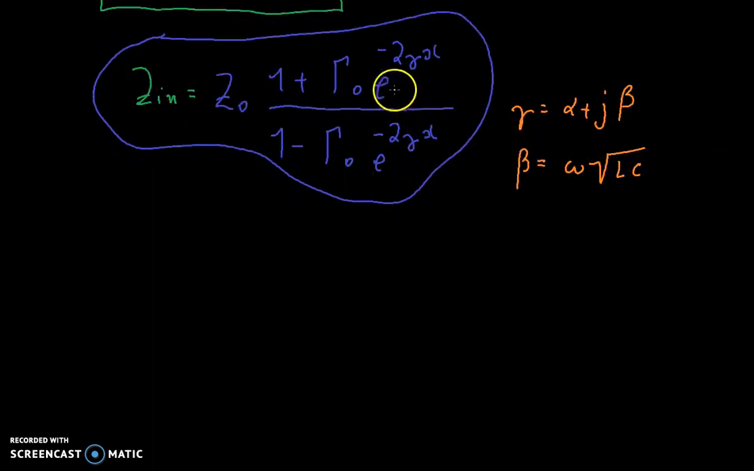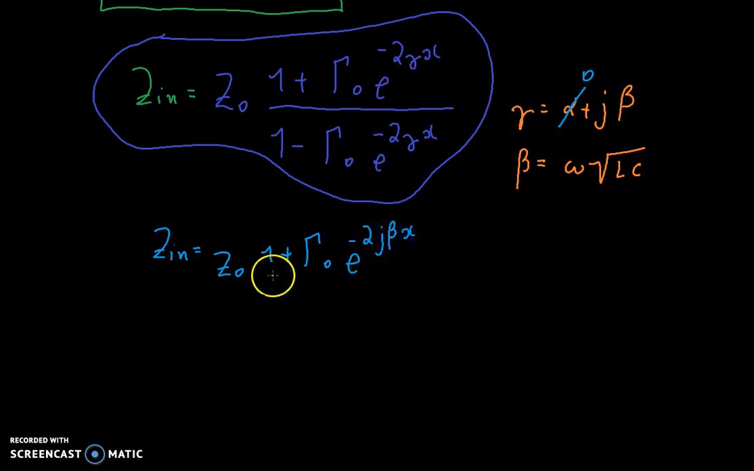So what else can we do with this formula here? Let's first of all let alpha equal 0. So we can rewrite Z in to be equal to Z naught times 1 plus gamma naught times e to the minus 2 gamma x. And now alpha is 0, so this is just equal to j times beta. So this is Z naught times 1 plus gamma naught times e to the minus 2j beta x divided by 1 minus gamma naught times e to the minus 2j beta x.